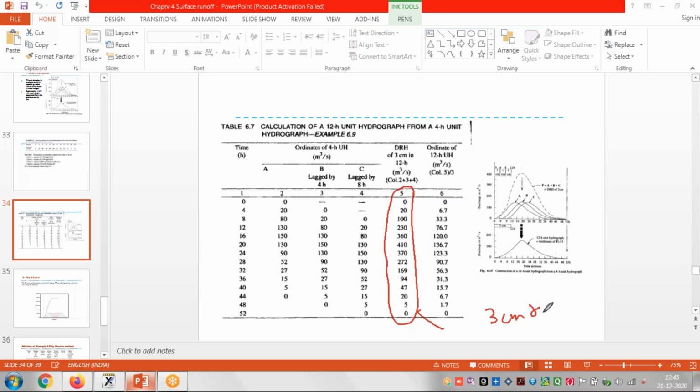But we want to convert this into a unit hydrograph. That's why we have to divide it. This ordinate we have to divide by 3. So when we divide this ordinate by 3, we will get the 12-hour unit hydrograph. Is this okay? You will see that this 0 is divided by 3, we will get 0.